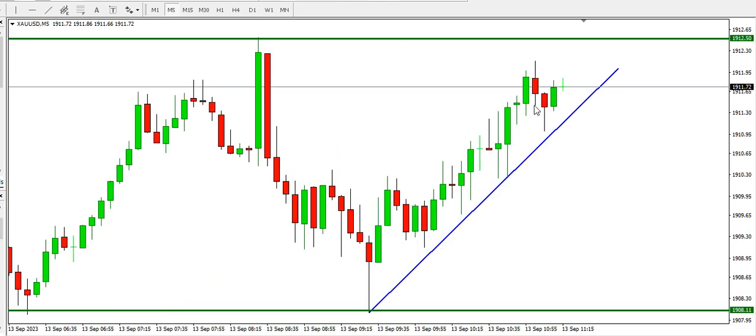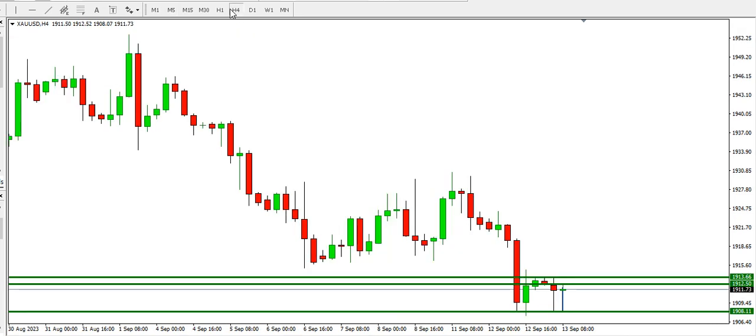If you are buying, make it a scalp trade. But if you are selling, try and position your trade in such a way that you can join the current trend. The current trend is bearish on the 4-hour time frame. All right, that's that for gold.